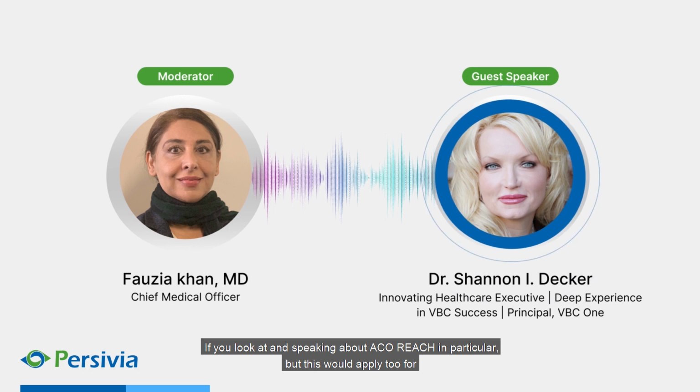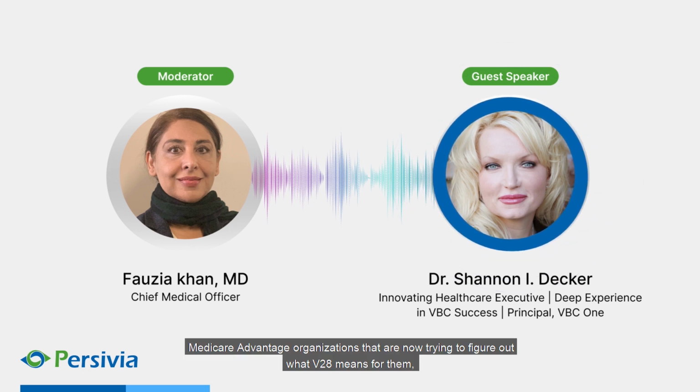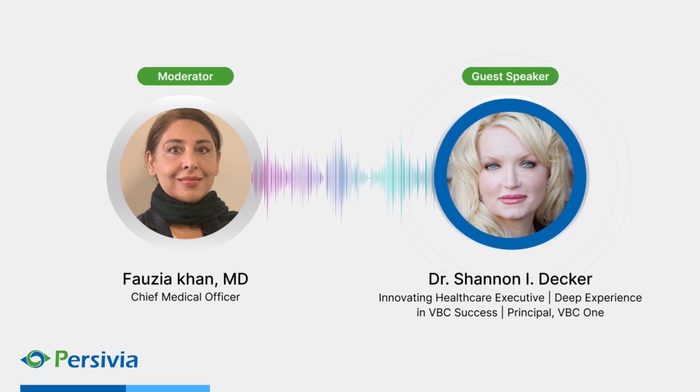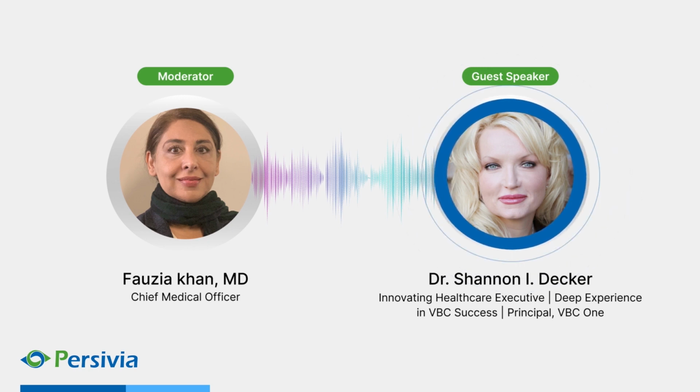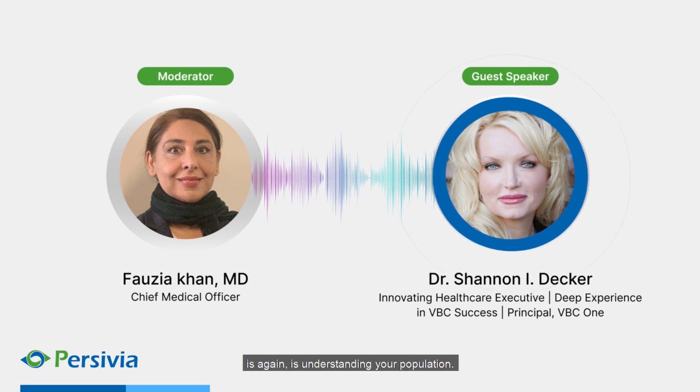If you look at, and speaking about ACO REACH in particular, but this would apply too for our Medicare Advantage organizations that are now trying to figure out what V28 means for them, is how are they managing total cost of care? And what I found with a lot of the groups is that their expenses are difficult to manage. One of the best ways that you can do that is understanding your population.